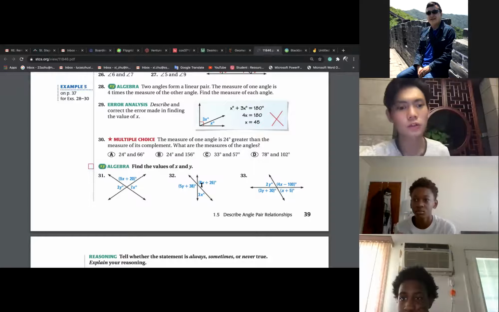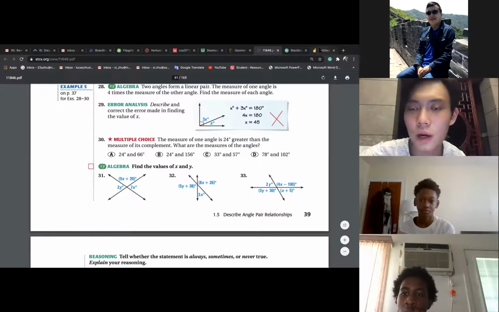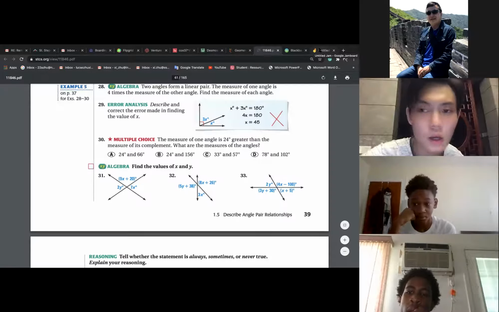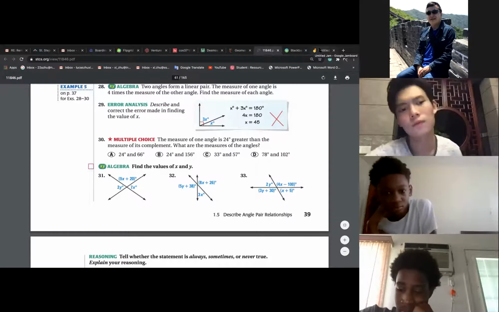Okay. Now try to solve this one. Solve 32 on your own. I know it might be a little bit hard to understand, but as you practice more, you will get it. Try to solve 32.